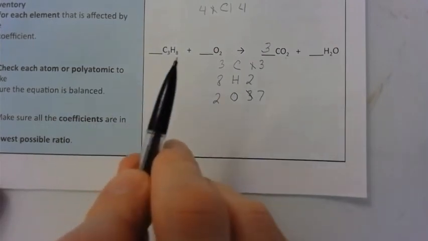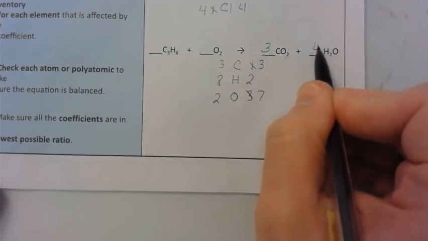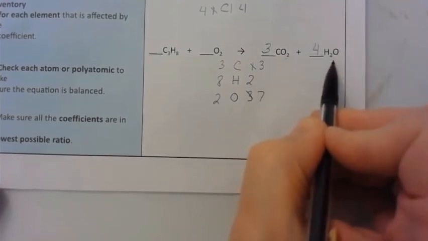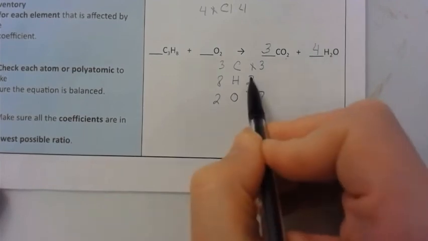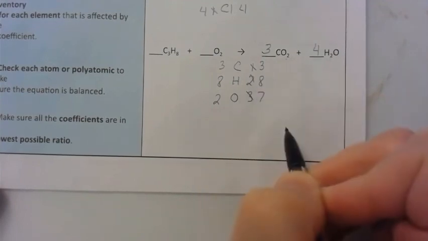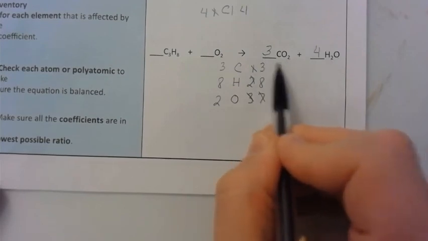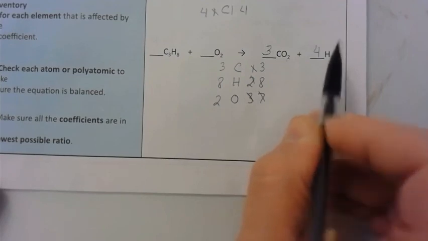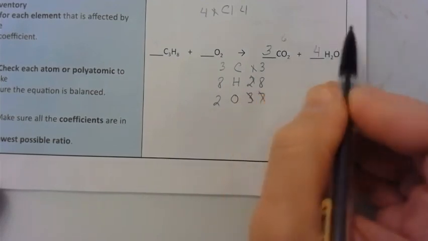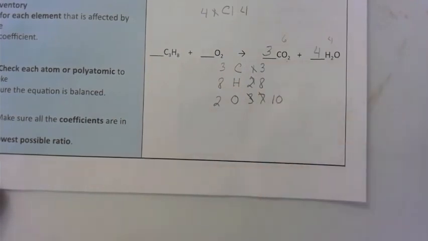And then we're going to balance out our hydrogen. We've got 8 going in. We want 8 coming out. This time we're going to put a multiple of 4 because water has 2 hydrogen atoms per molecule. So we're going to produce 4 times the number of water molecules to give us, again, 8 hydrogen atoms. But our oxygen numbers are thrown off again. 6 from the 3 CO2s plus 4 from the 4 H2Os. So if we have 6 oxygens here, 4 oxygens here, we now have a total of 10 oxygen atoms.